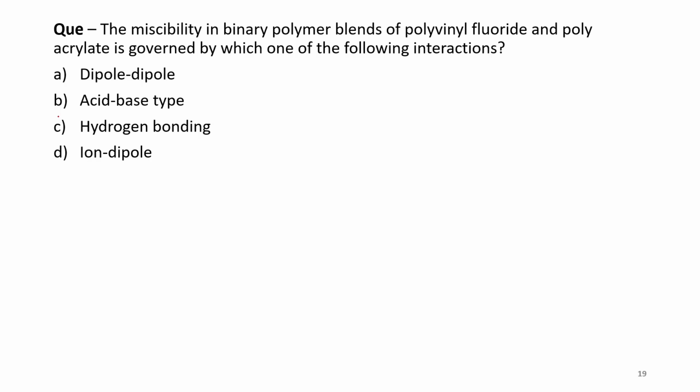The miscibility in binary polymer blends of polyvinyl fluoride and polyacrylate is governed by which one of the following interactions? Dipole-dipole, acid-base type, hydrogen bonding, or ion dipole. So polyvinyl fluoride and polyacrylate, these two polymers, form a miscible blend, right? But with the help of which type of interaction? So anybody?